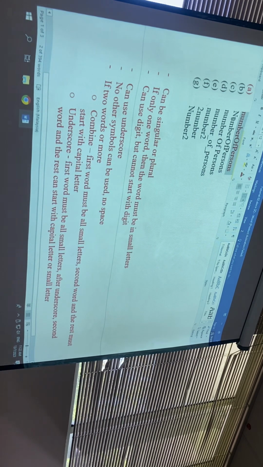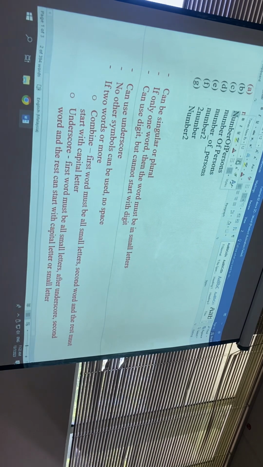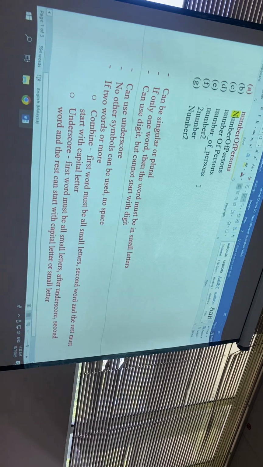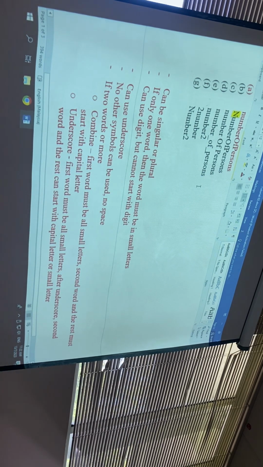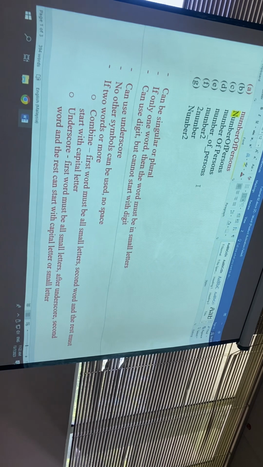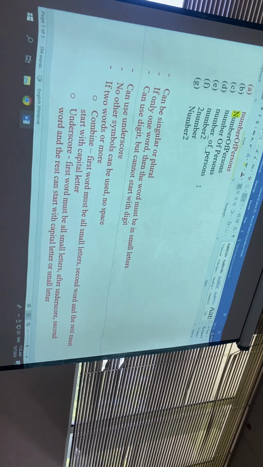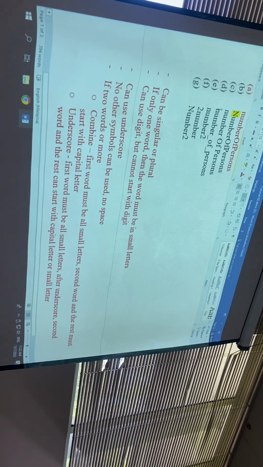How about B? No. Why? Because of the N. So wrong, you cannot start with capital letter for the first word. So this is invalid. How about C? Invalid also because of space.